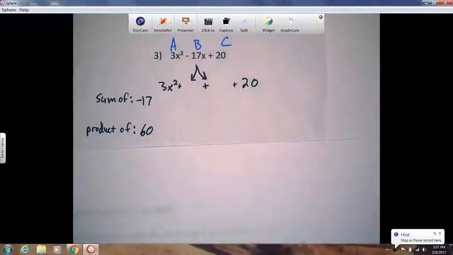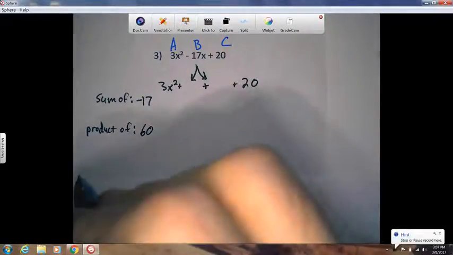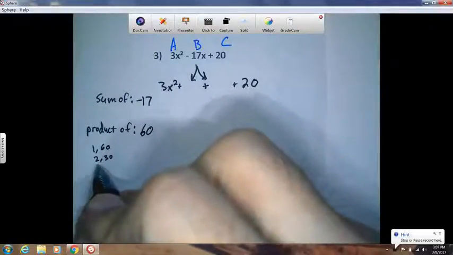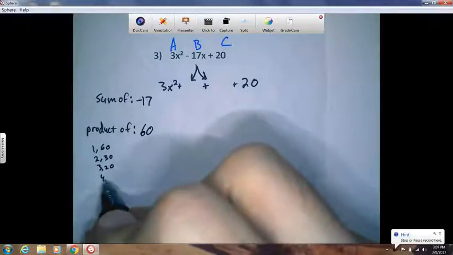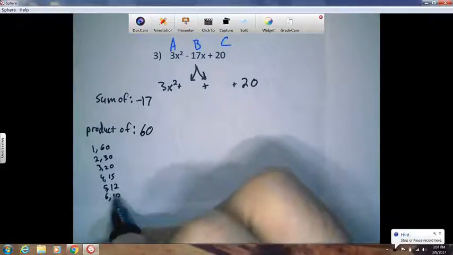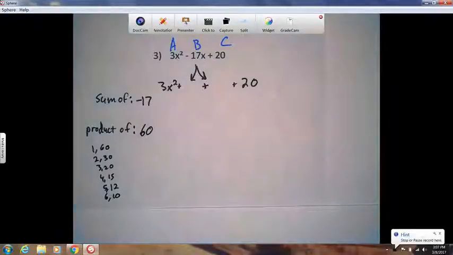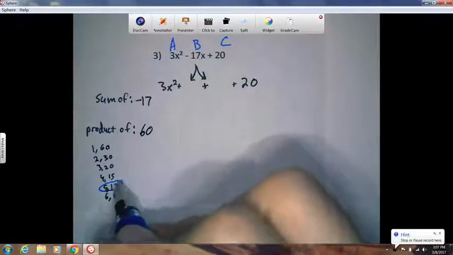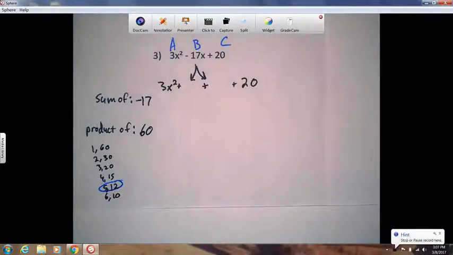Okay, so I have to figure out, what can multiply to 60? I have 1 and 60, 2 and 30, 3 and 20, 4 and 15, 5 and 12, 6 and 10, and that's it. Can any of those add to 17? And here they can, 5 and 12. But they both need to be negatives because I need a negative 17.